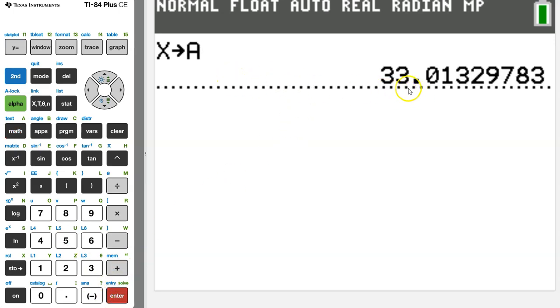So alpha A, enter. When I need to use this number later, I can now just type A instead of typing all of these decimals. To be clear, if you don't use this shortcut, if you need this number again later, you're not allowed to just type in 33.013. You have to use all the decimals that you see here.